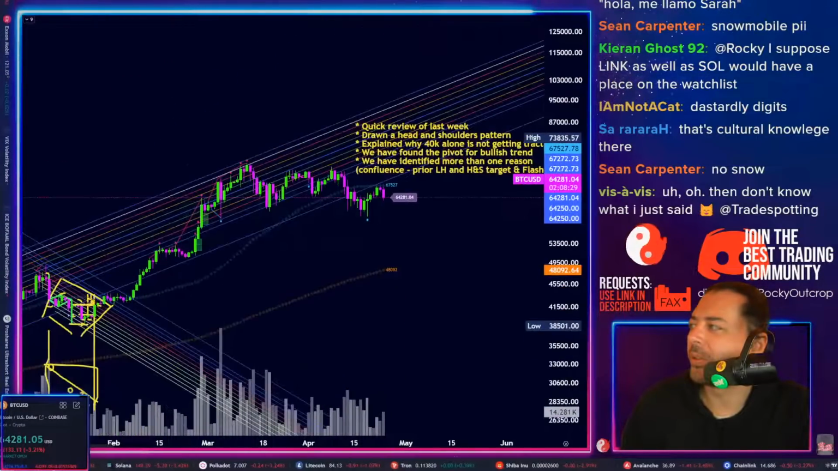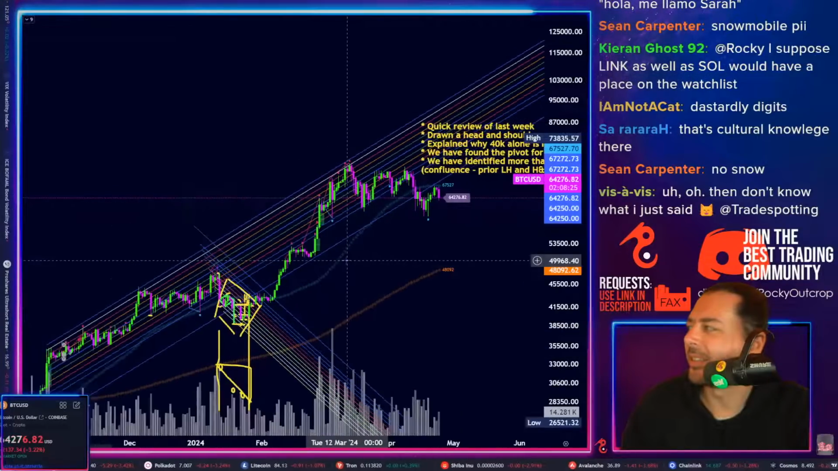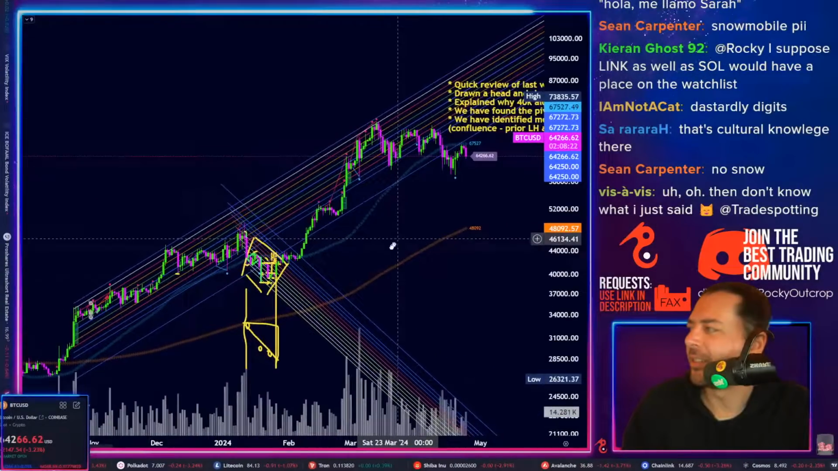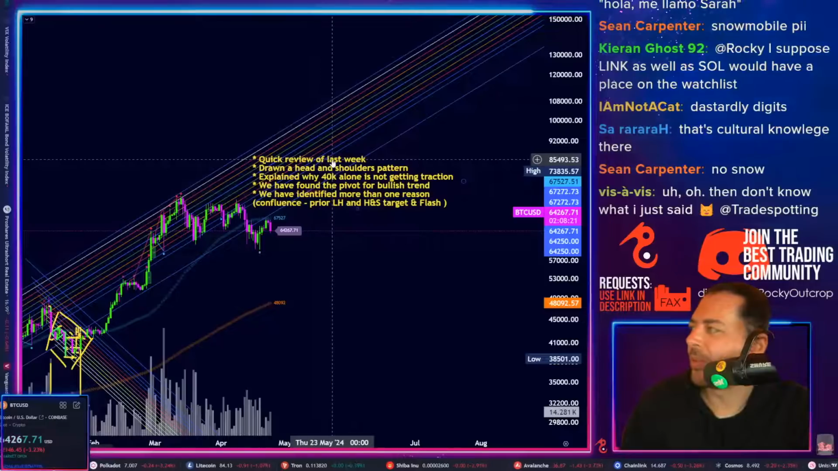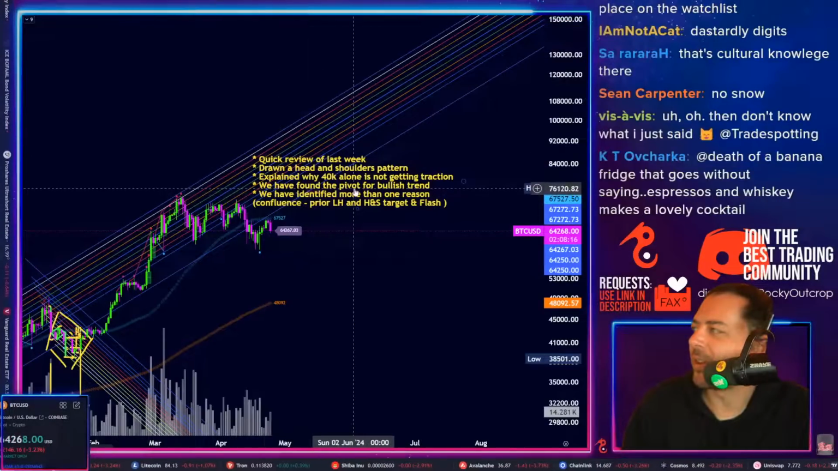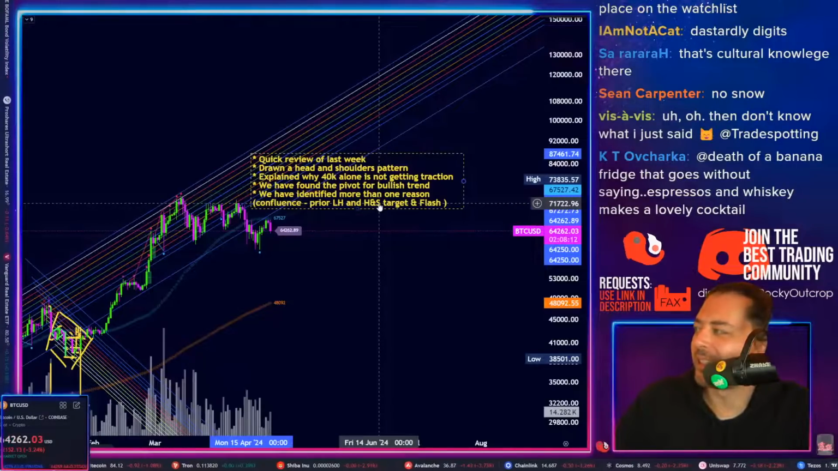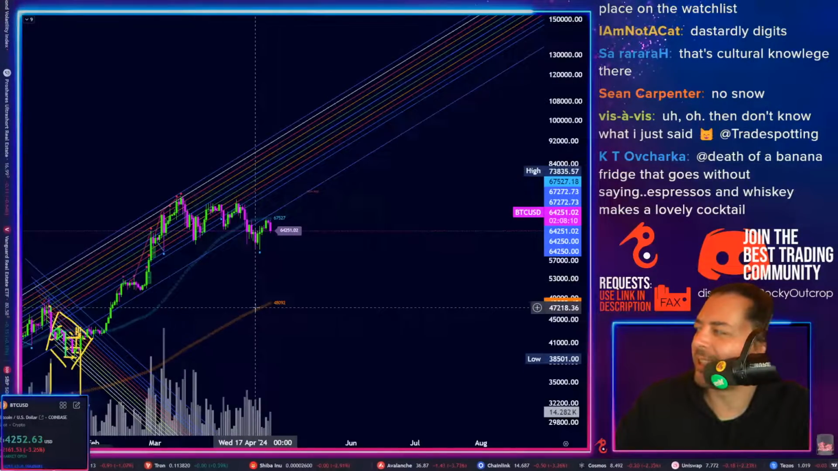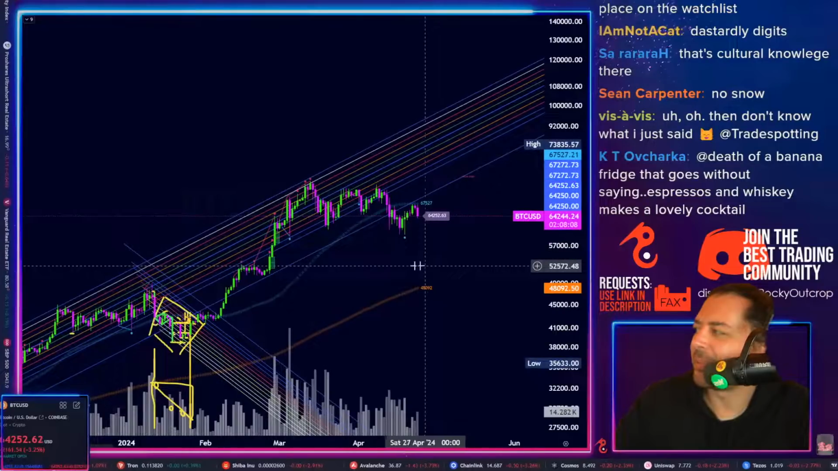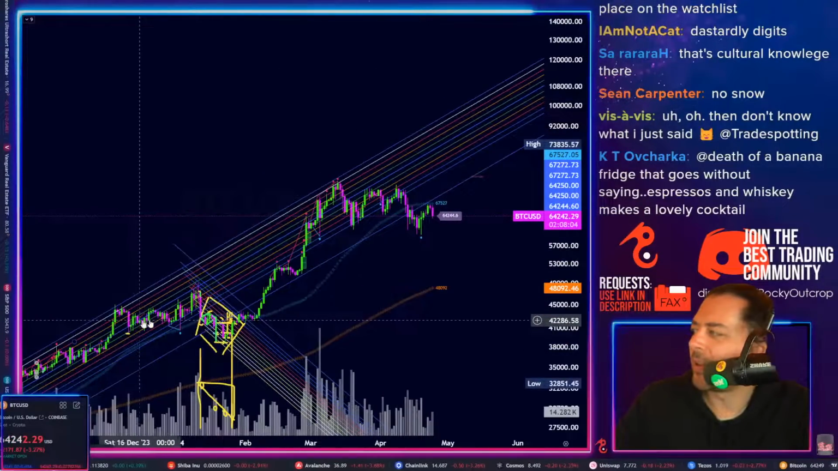So, oh, look at that. That's actually, what chart is this? Quick review of last week. Drawn head and shoulders pattern. Explained why 40 coil alone is not getting traction. We have found the pivot for bullish trend. We have identified more than one reason. Oh wow, we did such a good job. Such a great job. Well done, everybody.